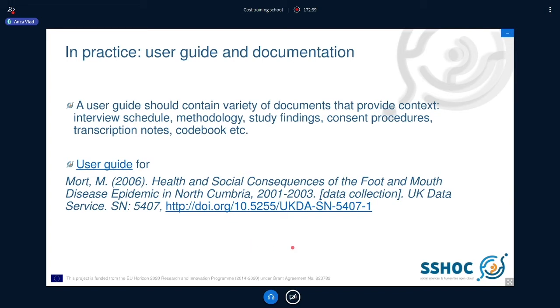Okay, so next I wanted to include information about what a user guide should contain and give you an example. A user guide can include any project specific information that would be needed to understand the data, such as interview schedule, methodology, study findings, transcription notes, code book, anonymization logs, etc. If you would like to see an example, I included here this collection available from our catalog. It has a very good user guide, so I'll let you look at that if you wish.